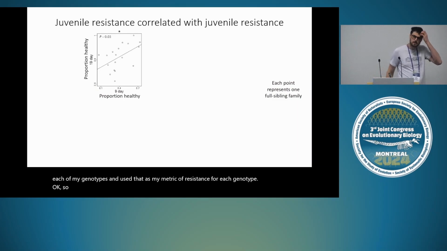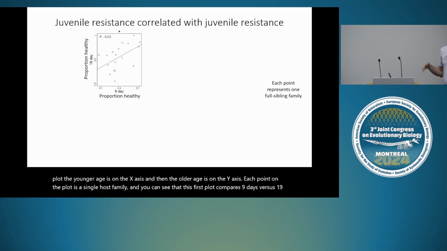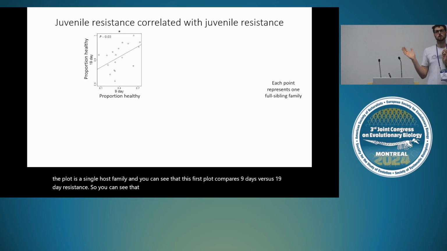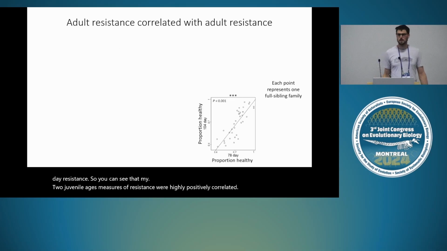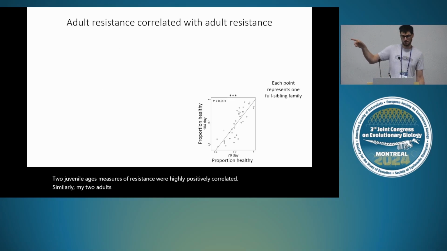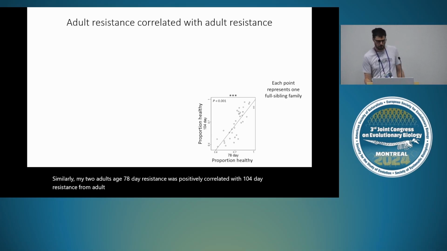Okay, here on these plots, I'm going to show you my measure of resistance. In each plot, the younger age is on the x-axis and the older age is on the y-axis. Each point on the plot is a single host family. This first plot compares 9-day versus 19-day resistance. You can see that my two juvenile measures of resistance were highly positively correlated. Similarly, my two adult measures, 78-day resistance and 104-day resistance, were positively correlated. So adult resistance was correlated with adult resistance.